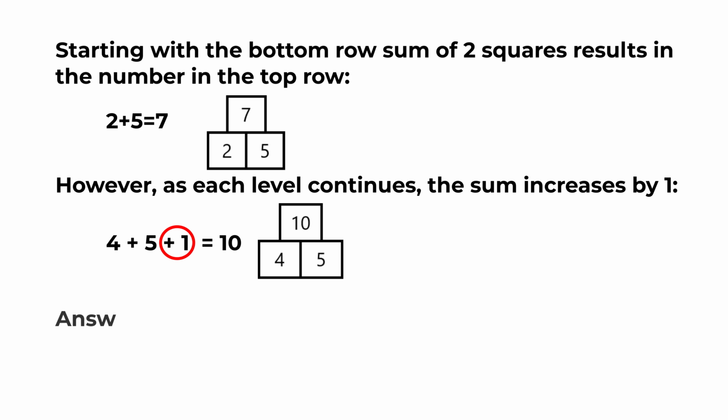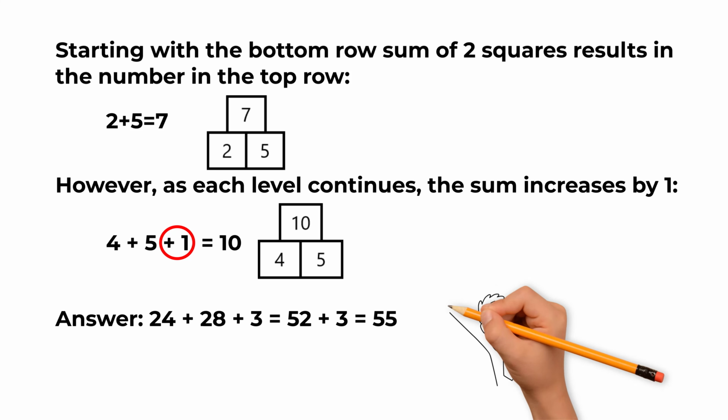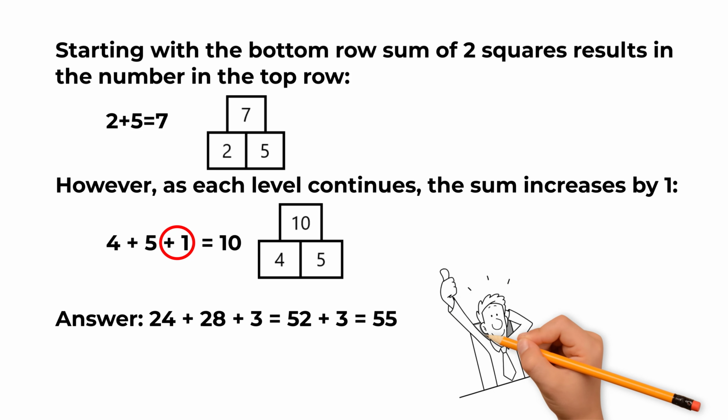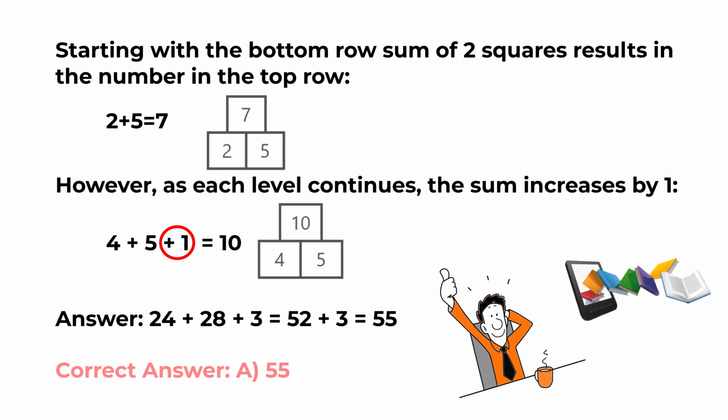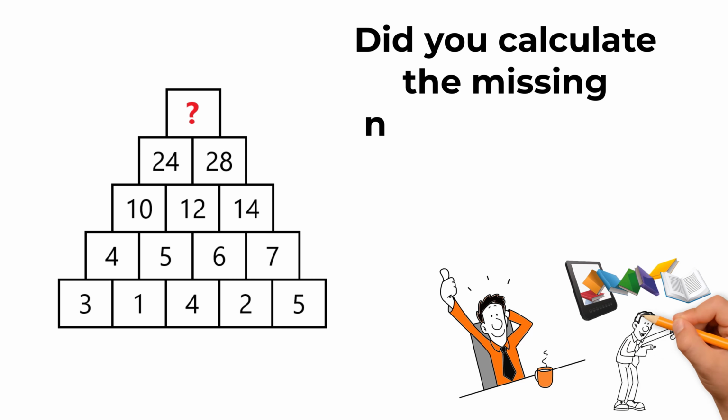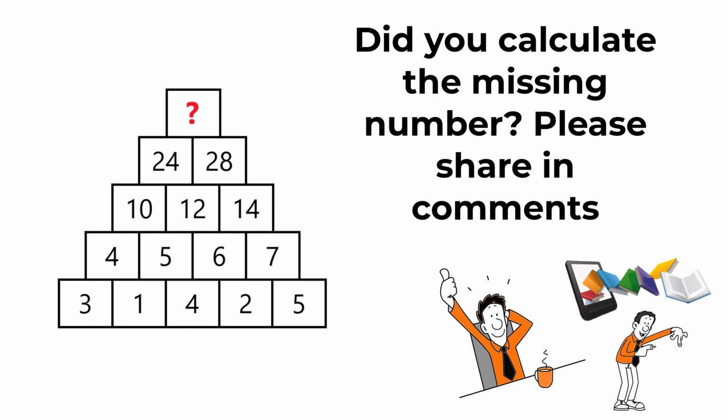So the answer is calculated by adding up 24 plus 28 plus 3, which would be equal to 52 plus 3, and would be equal to 55. The correct answer here is choice A, 55. Hopefully you've nailed this question and now know how to answer similar problems on the test.